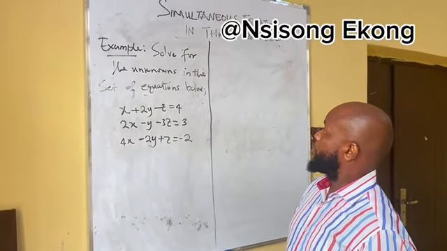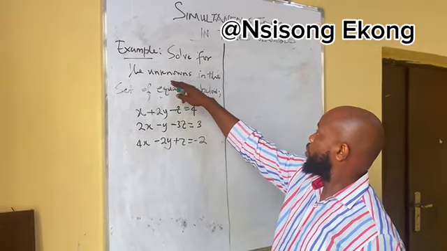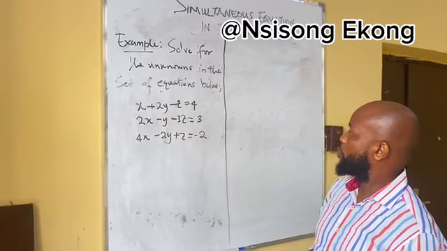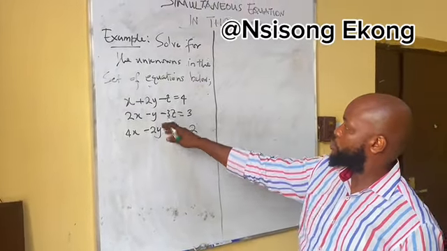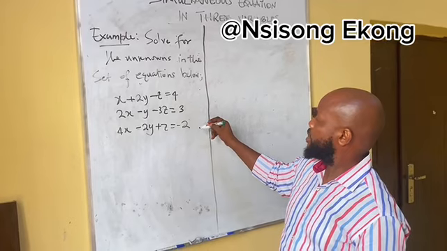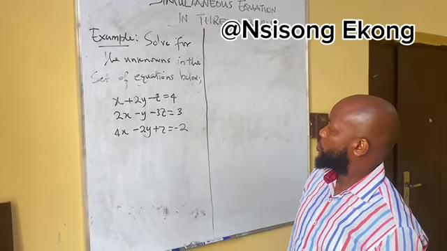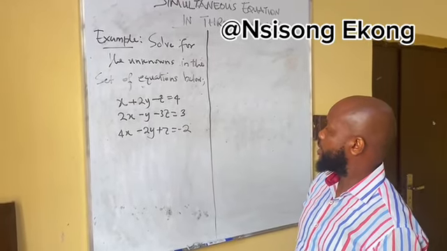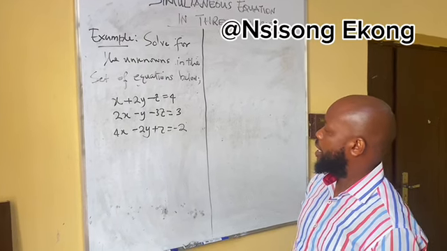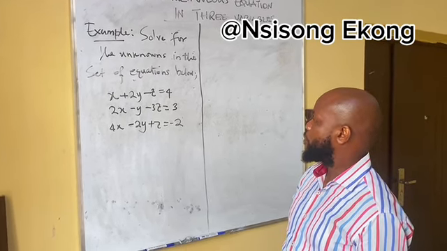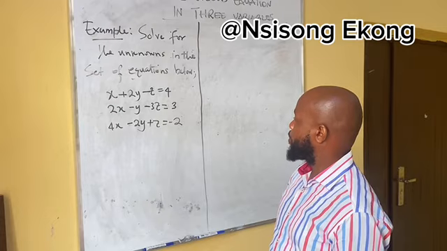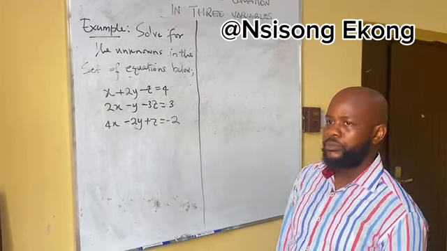We have an example here on the board. It says solve for the unknowns in the set of equations below. We have the first equation to be x plus 2y minus z equals 4. The second equation is 2x minus y minus 3z equals 3. And the third equation is 4x minus 2y plus z equals minus 2.